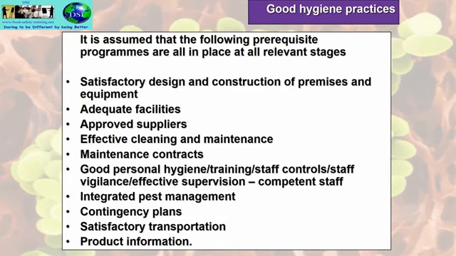So, we start with satisfactory design and construction of premises and equipment, adequate facilities, the use of approved and reputable suppliers, effective cleaning and maintenance with maintenance contracts, good personal hygiene and training, staff controls, staff vigilance, effective supervision and competent staff, integrated pest management, contingency plans, satisfactory transportation and product information.